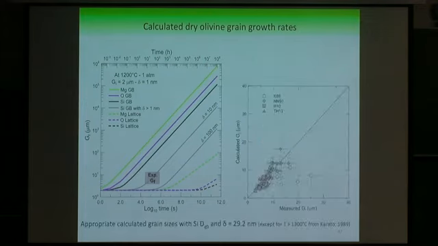And so to know if my model was correct, if this equation is the one that we should use, I've plotted the calculated grain sizes here as a function of the measured grain sizes. And as you can see, the grain sizes are relatively well constrained by this equation. So under static and dry conditions, we can well reproduce the experimental final grain sizes that are measured.